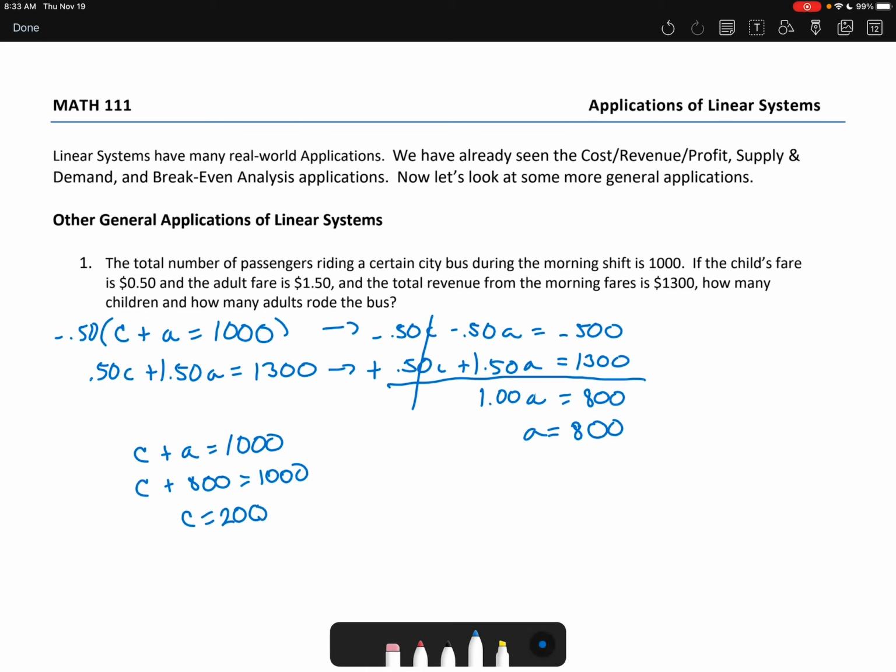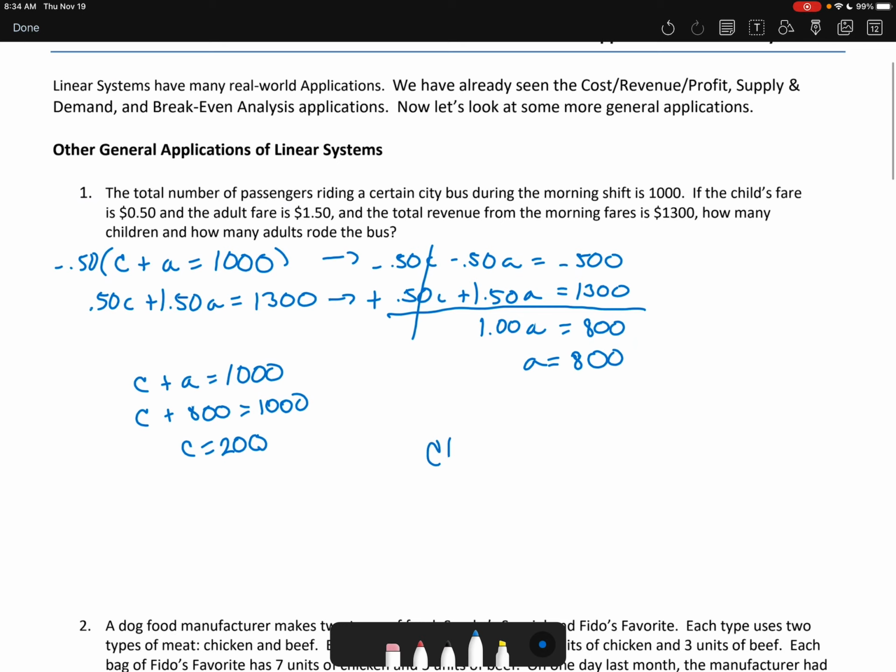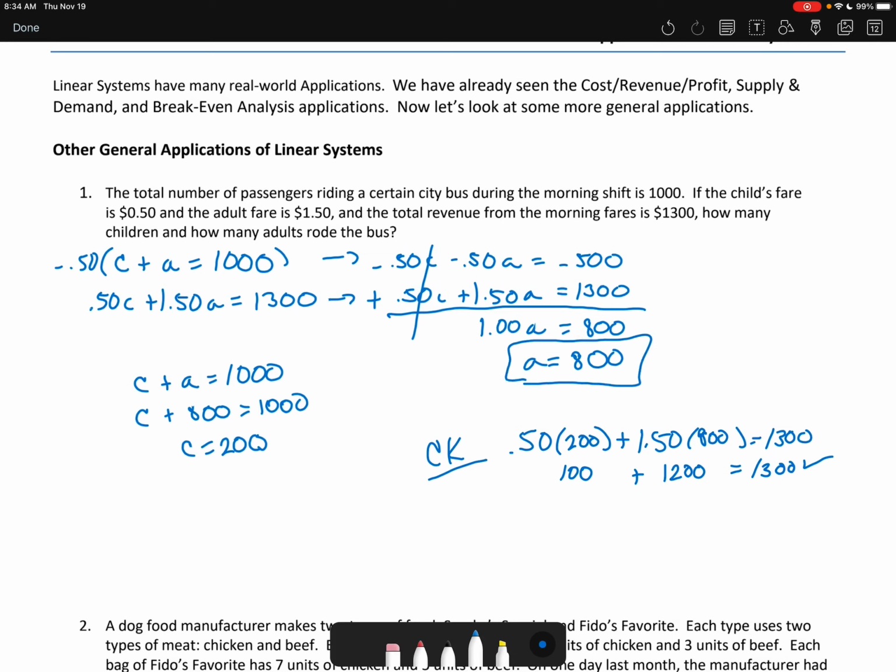And then if you want to check that, if you're not completely sure, it makes sense that 800 plus 200 is 1,000. If you want to check it really quick, this is optional, it's supposed to work in both equations. So we could make sure really quick that it actually works here as well. And if you check that, you're going to get 100 plus 1,200 equals 1,300. So this checks. So A, 800 adults, C, 200 children. We've solved that application problem.